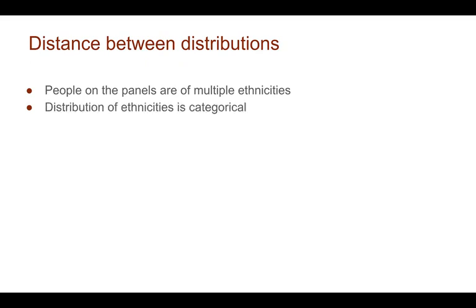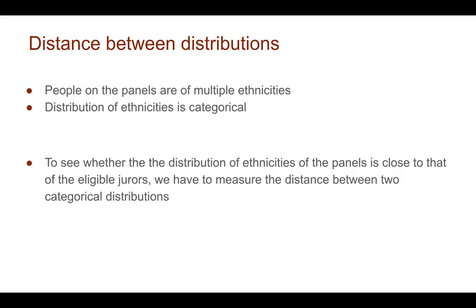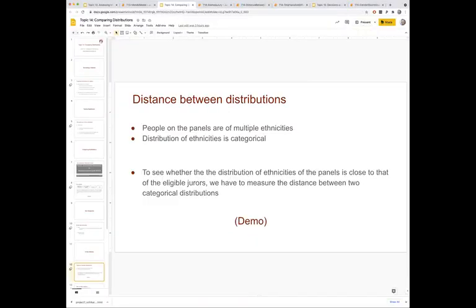And so another way of saying that is that the ethnicities are categorical. Okay, you're not either a purple flower or not. You can be one of many categories. And so what we want to do is measure the distance between two categorical distributions. That is the problem that we want to solve, and we want to come up with a statistic that is going to capture that. And please stop me if you have any questions along the way.